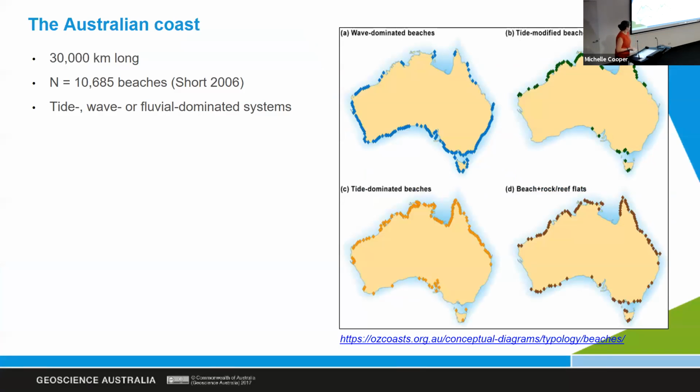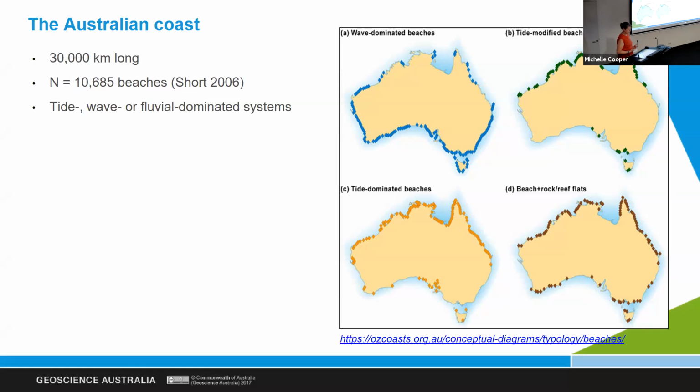So the Australian coastline, we know that it's long. It's a 30,000 kilometre long coastline, and slightly longer. And Andy Short has looked at every one of the beaches around the Australian continent, a lucky man, and he's been able to describe the 10,000 odd beaches that make up our coastline.